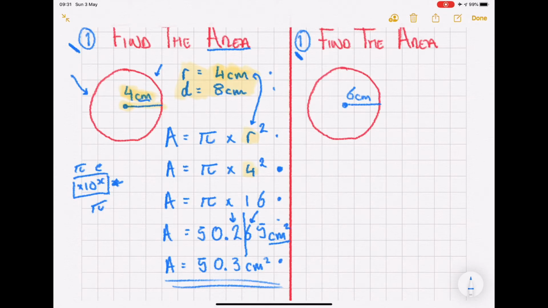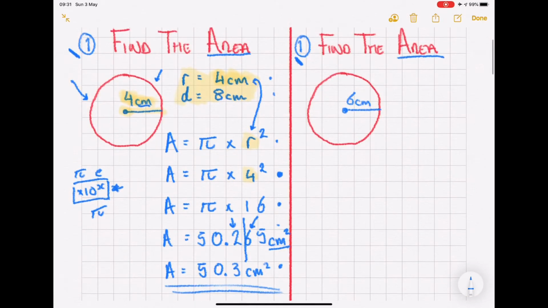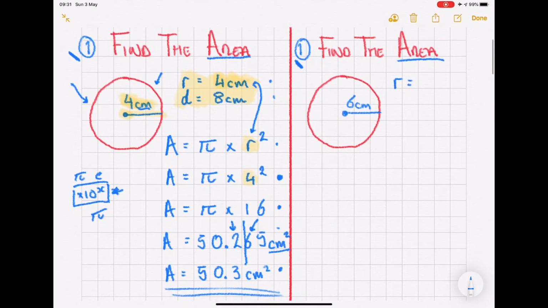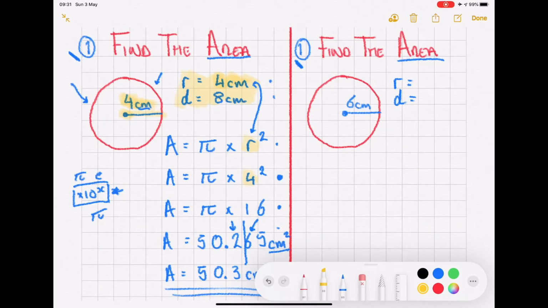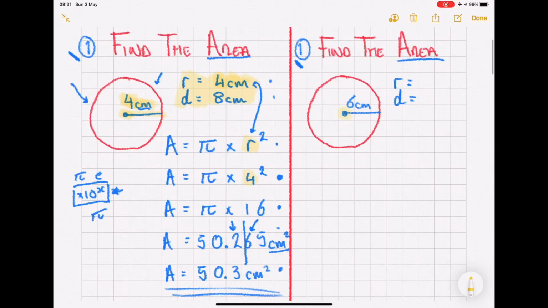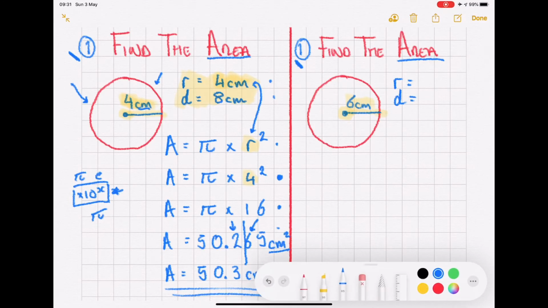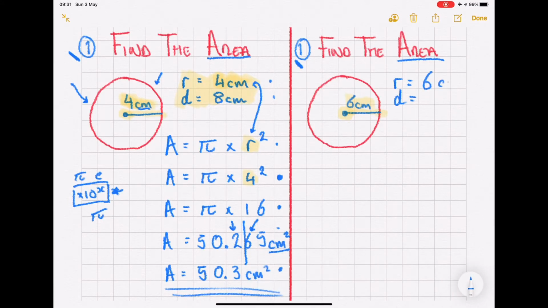Okay, fantastic. So we're finding the area. First things first, it's a circle question, so let's write down our radius and our diameter. Then we look at the question, we see which one we've been given. We've been given the length from the centre to the outside, therefore that is the radius. So our radius is 6 centimetres. Therefore our diameter is double that, so it must be 12 centimetres.